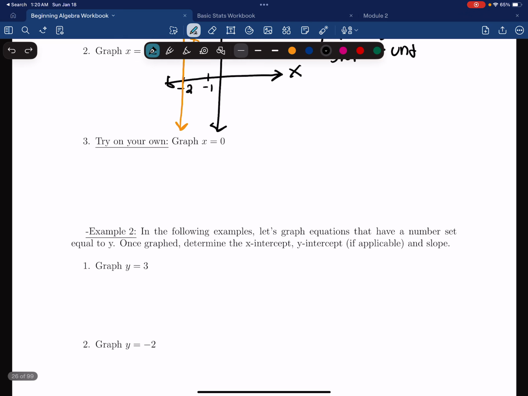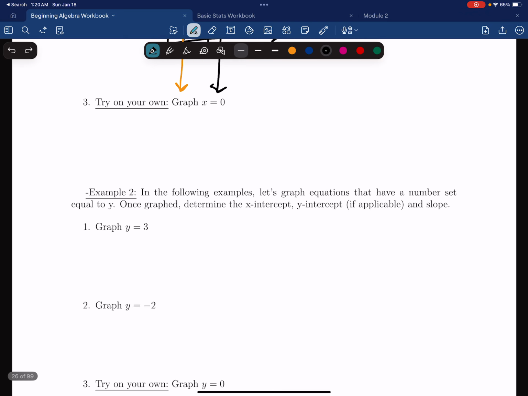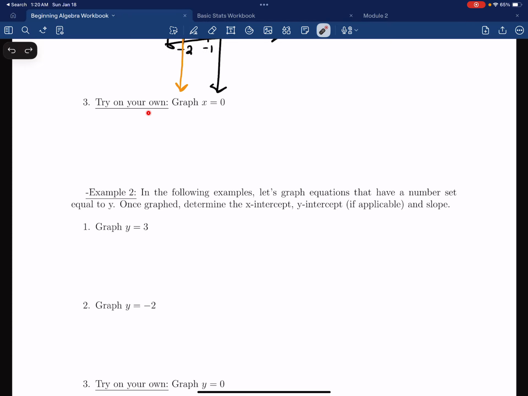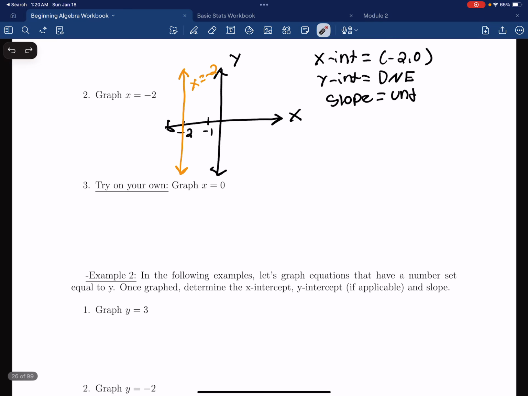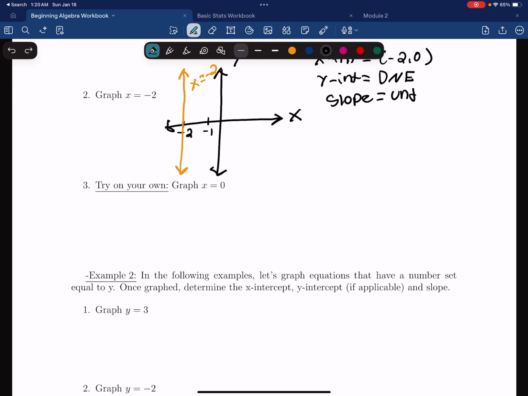And then for example number 3, I encourage you to pause the video and try this on your own. Graph x equals 0, and then identify the x-intercept, the y-intercept, and the slope. Assuming you've worked through it, let's go through this, because this example specifically is a little bit different, or can be kind of confusing. So let's go through it.